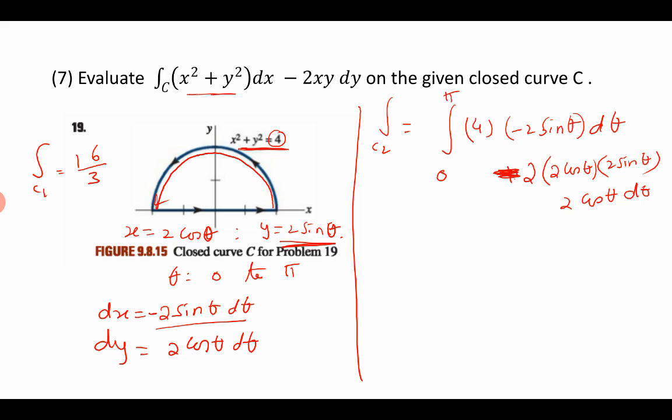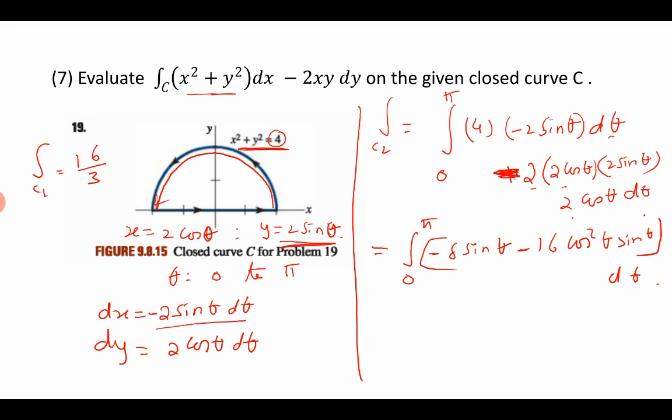So we have to simplify further. Integral from 0 to pi. First, d theta is a common term, isn't it? We can take it outside. The first term is minus 8 sin theta, minus 8 sin theta here, 2 into 2 into 2. What is it? 2 into 2 is 4, into 4 is 16. So 16 cosine square theta into sin theta. Now take d theta outside.